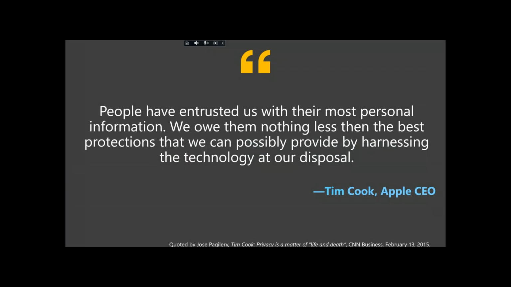The Privacy by Design framework was initially developed by Dr. Kavoukian while she was serving as the Information and Privacy Commissioner of Ontario, Canada. Its goal is to proactively embed privacy into the design of technologies, networks, and business practices. As Tim Cook stated during the White House Cybersecurity Summit in February of 2015, people have entrusted companies with their personal data. And in return, there is an obligation to protect.